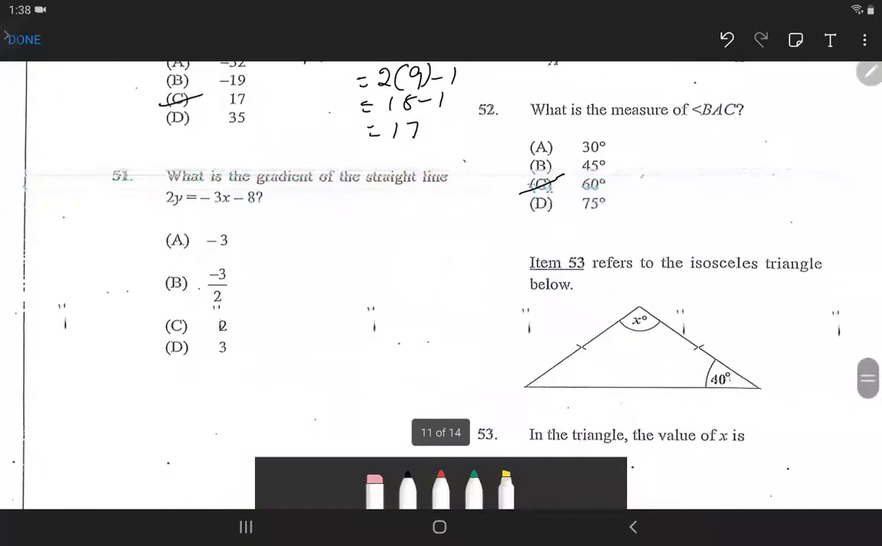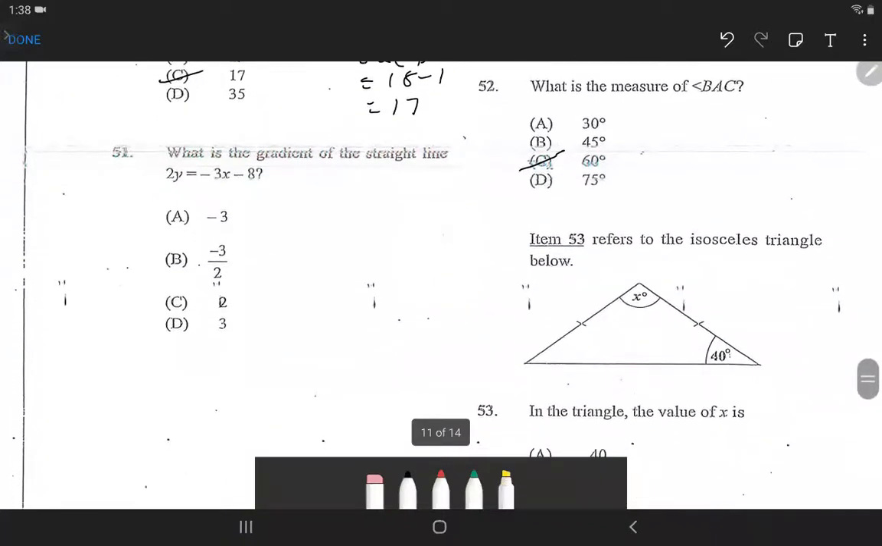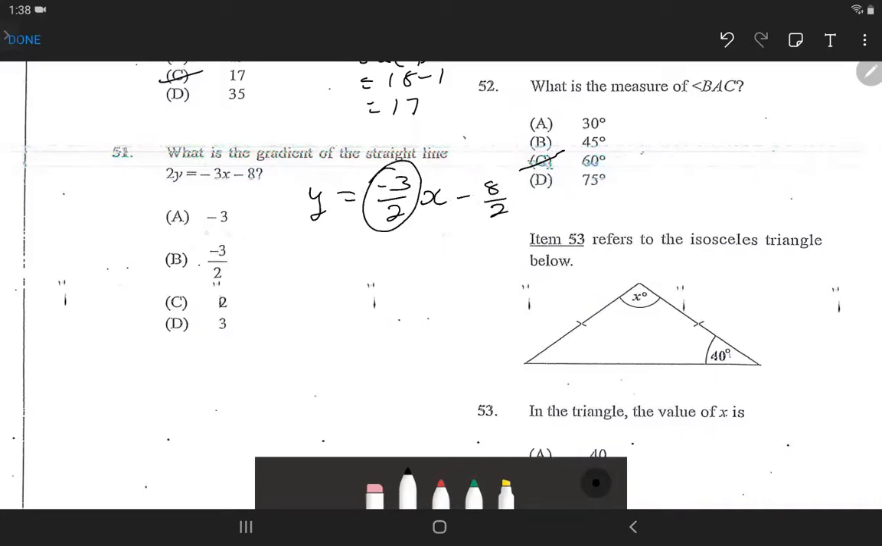All right. So what is the gradient of the straight line? This has to be in the form y equals mx plus c. So y is equal to negative 3 over 2x minus 8 over 2. So the gradient is negative 3 over 2.